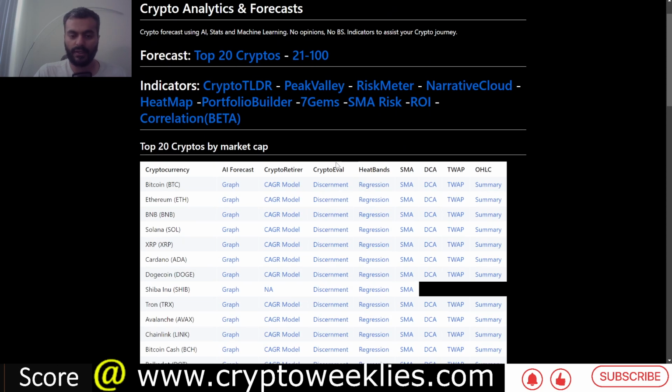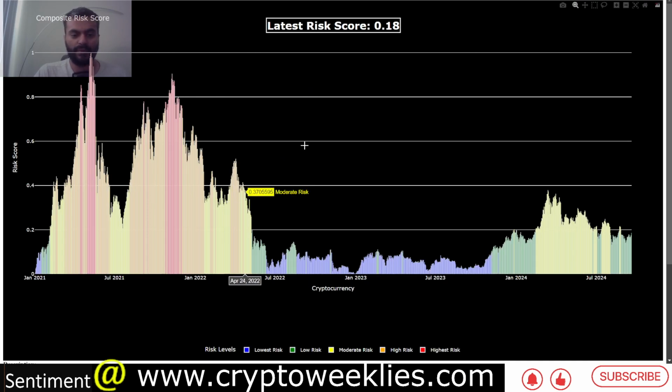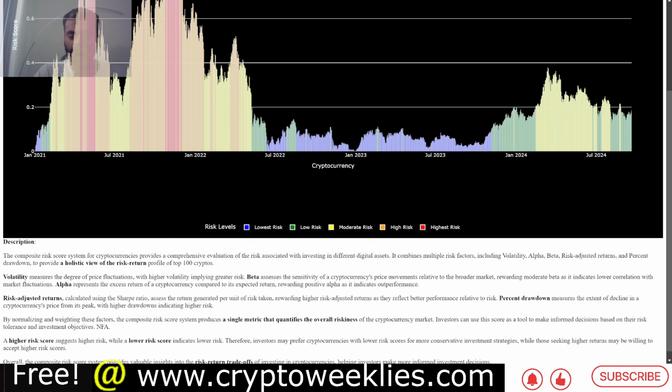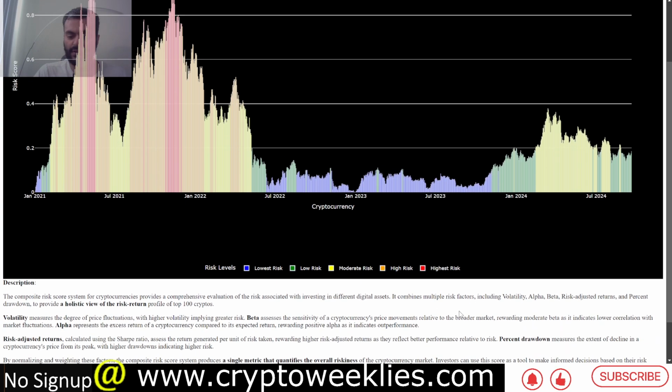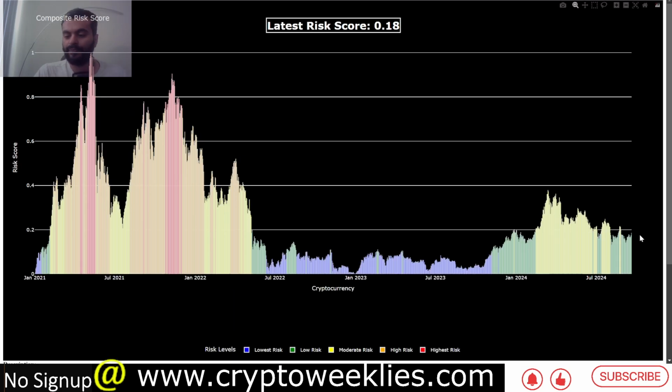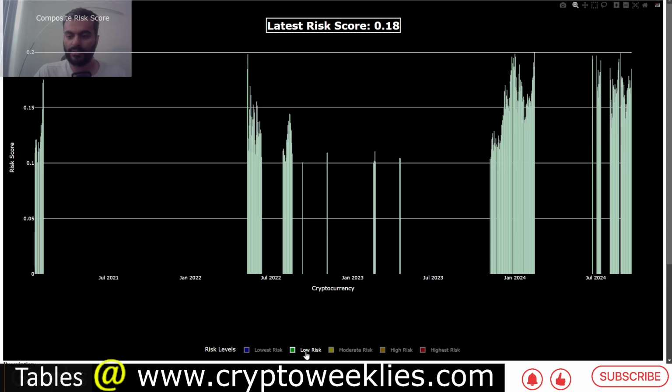and correlate that with the overall risk levels in the market typified by the PeakValley. This is not just LINK, this is top 100 cryptos related risk. Based on this calculation, you can see several financial or risk indicators go into this dashboard. The summary risk for the entire market is at around 0.18, and you can see the color code is in this green zone. That means it's a low risk environment over here.